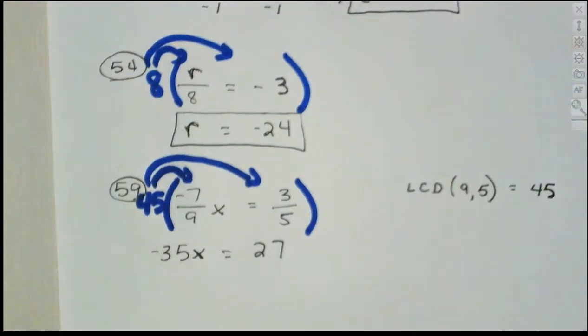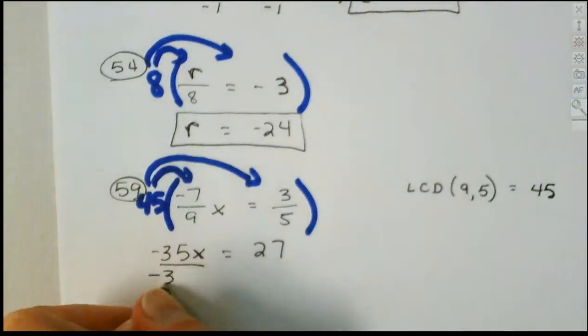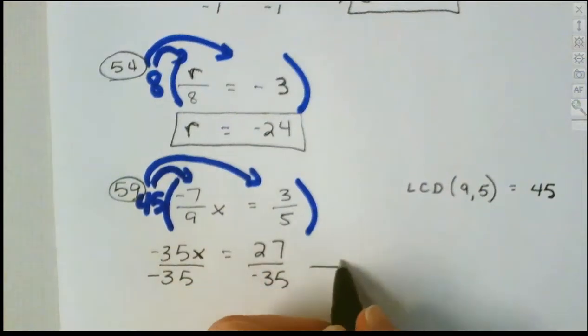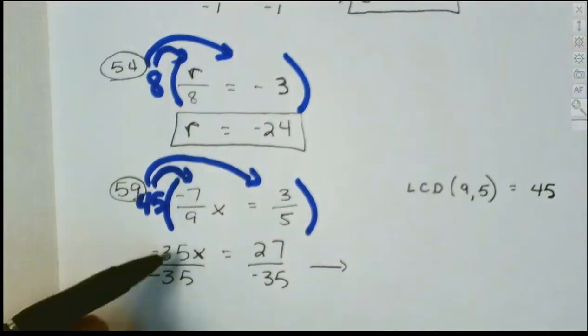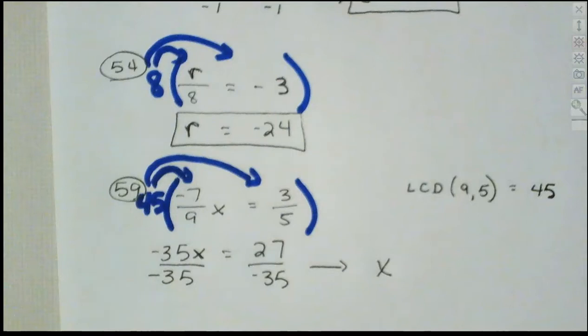Now what do we need to do? We need to get that x by itself. How does that 35 relate to the x? By multiplication. So we need to get rid of it. It's a negative 35, so we're going to have to divide by a negative 35. That'll get rid of that piece. So negatives cancel, the 35s cancel. So that leaves you with an x on the left.